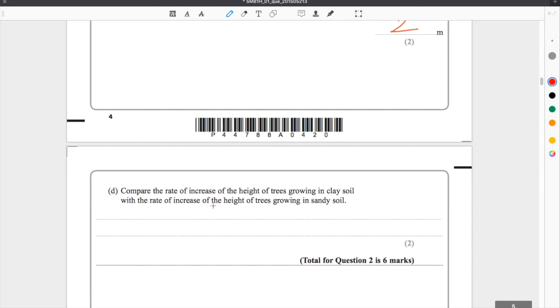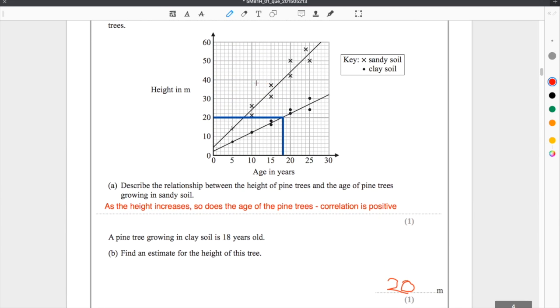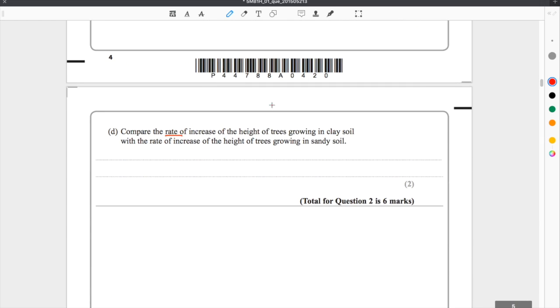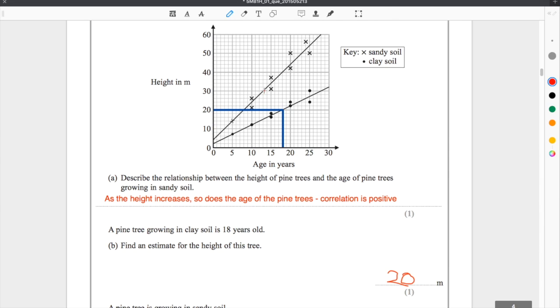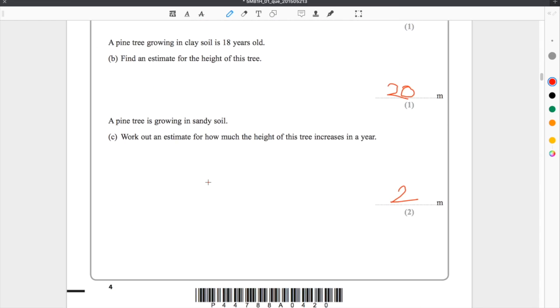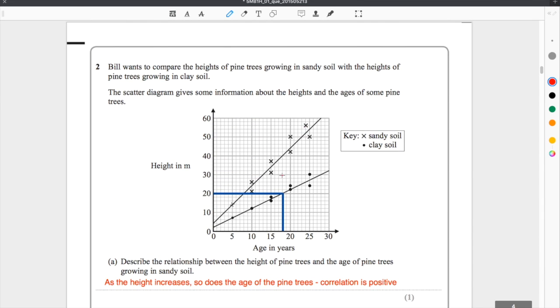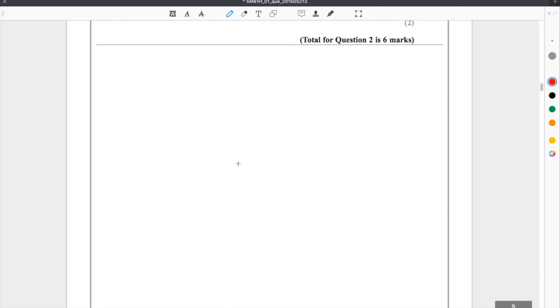Now part D, compare the rate of increase of the height of trees growing in clay soil with the rate of increase of the height of trees growing in sandy soil. In other words, in terms of the rate, we need to look at the gradients. Whenever we see this rate of increase, we're really looking at the gradients of the graph. Hopefully we can tell that with the sandy soil, we're going across one small box and up one small box, whereas with the clay soil, we're going across two small boxes and up one. So the rate of increase of the sandy soil is twice the rate of increase of the clay soil. Okay?